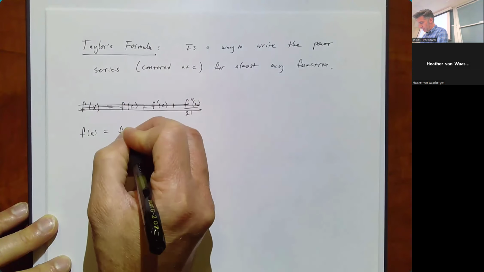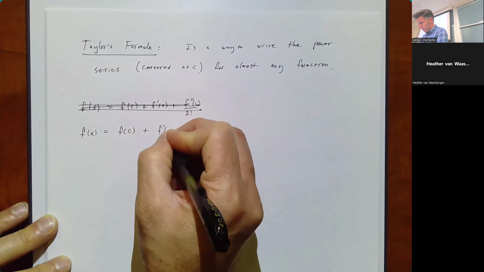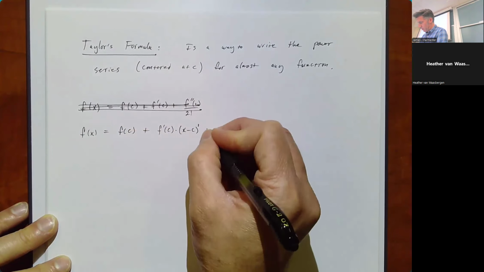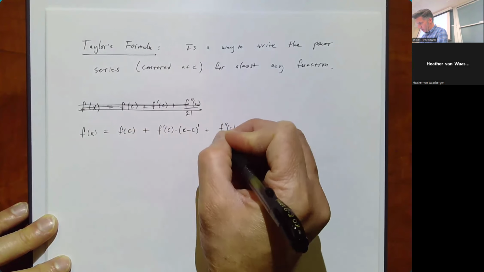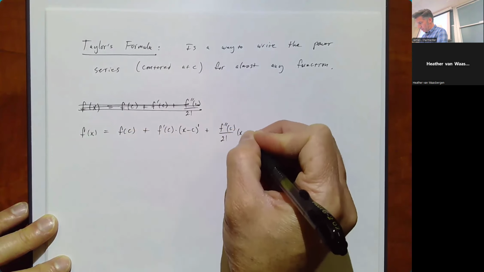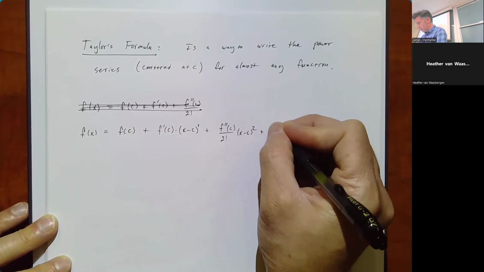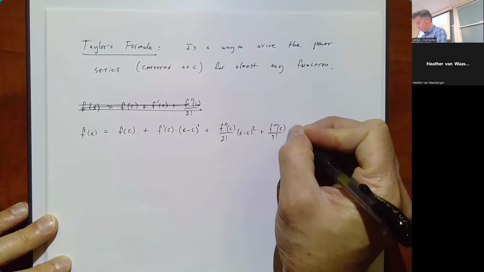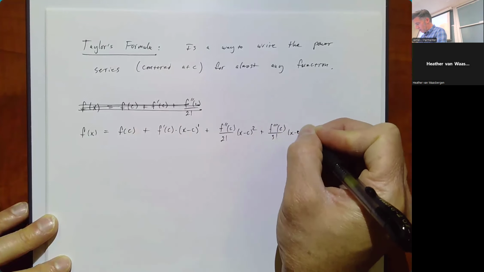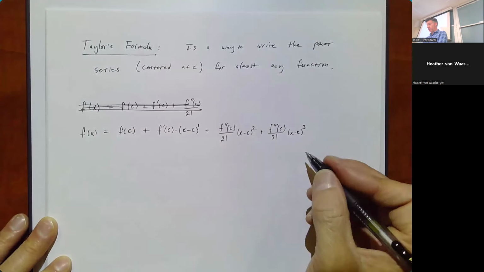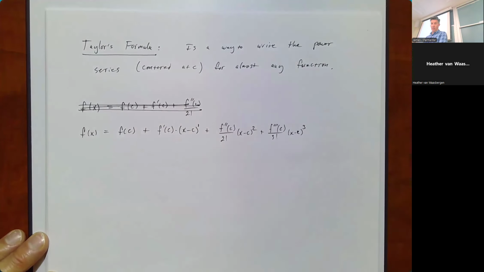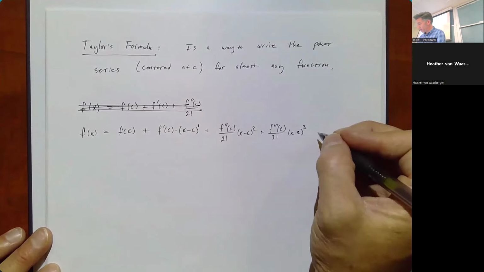It's f of c plus f prime of c times x minus c to the first, plus the second derivative at c over 2 factorial times x minus c squared, plus the third derivative at c over 3 factorial times x minus c cubed. And you can kind of see how the pattern goes. Every next term is going to be the next derivative evaluated at the center divided by the next factorial times x minus c to the next power.